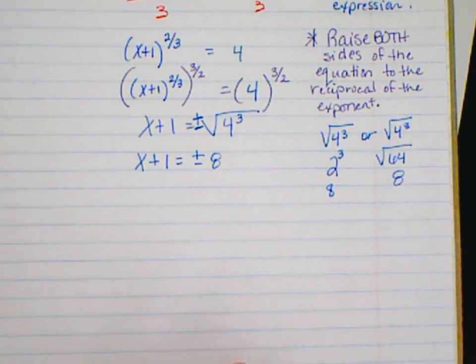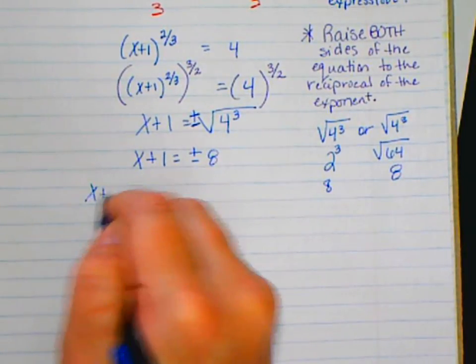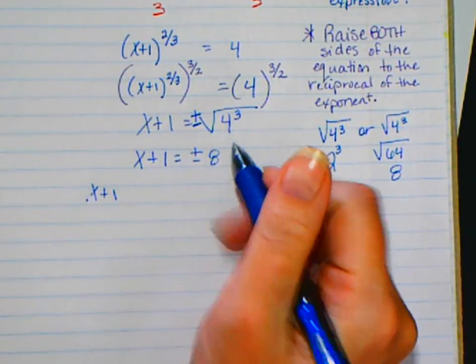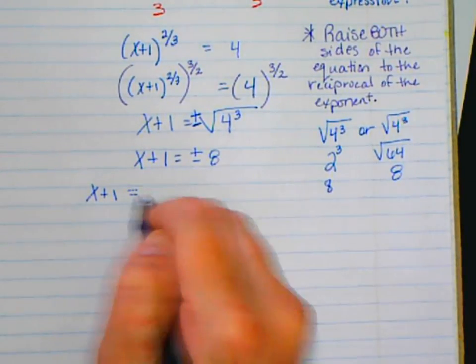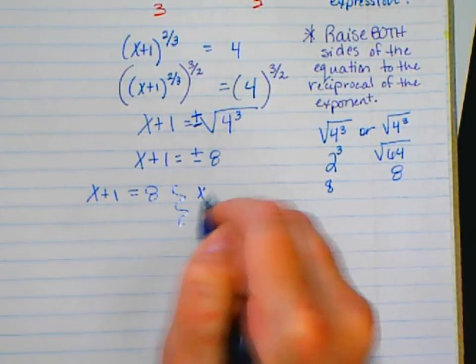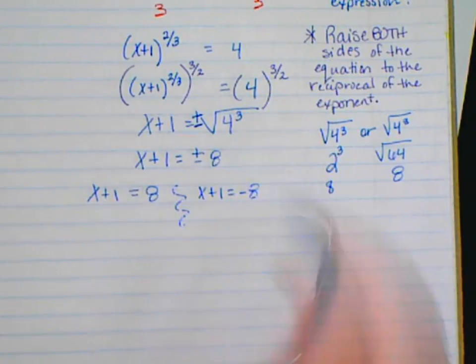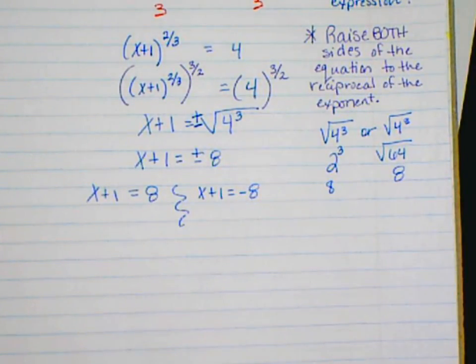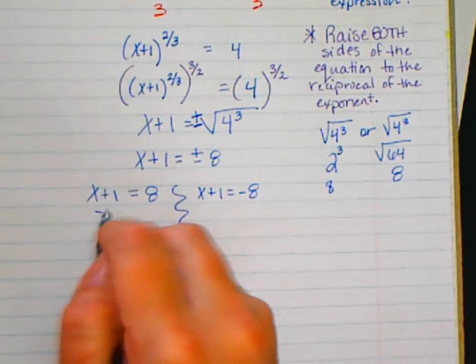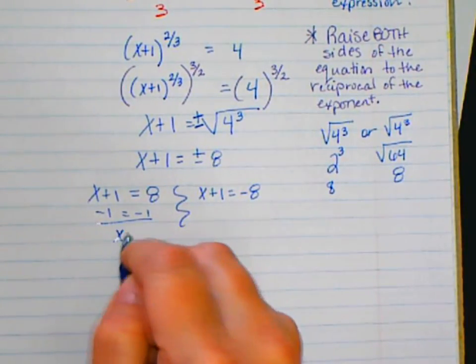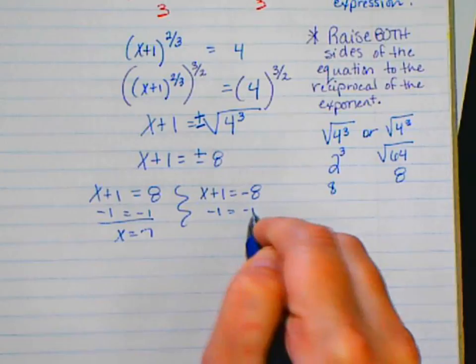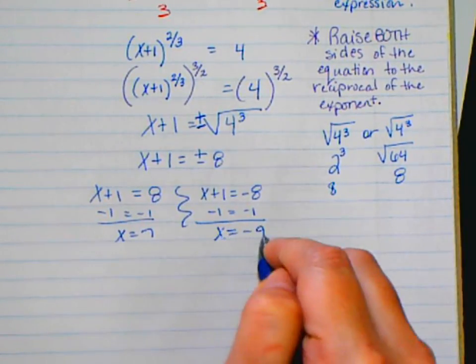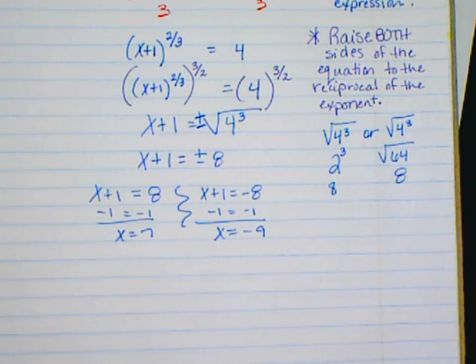Me personally, since 8 can be positive, 8 can be negative, I don't want to confuse myself and subtract 1 now. So I make 2 equations, set x plus 1 equal to the positive 8 and set x plus 1 equal to the negative 8, and then just solve them separately. Now I've got 2 solutions here.